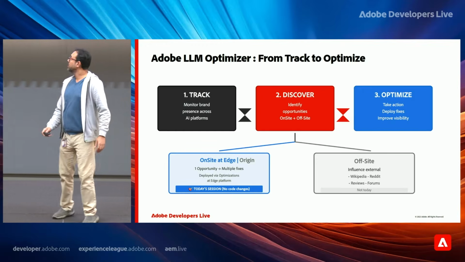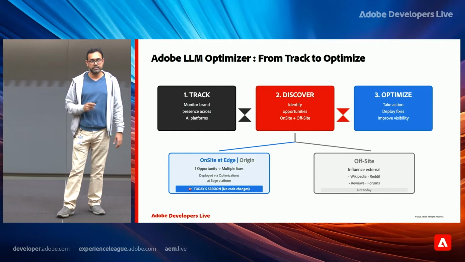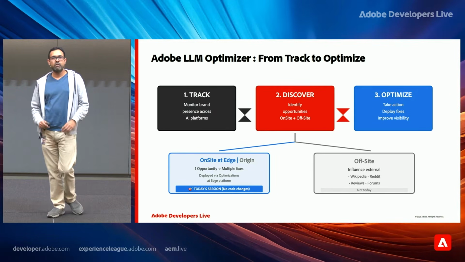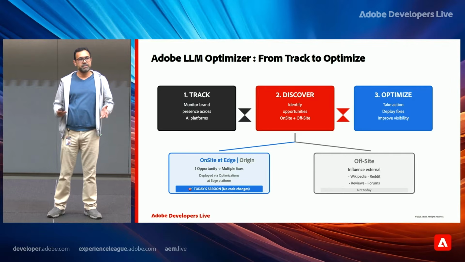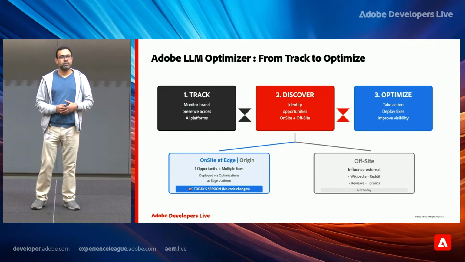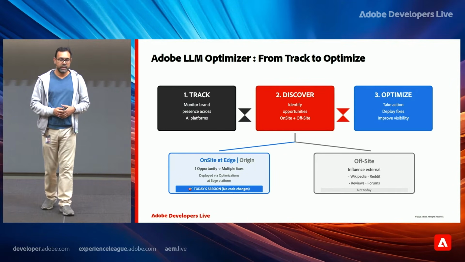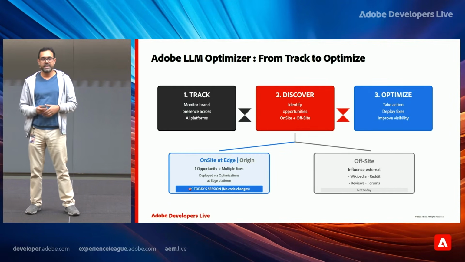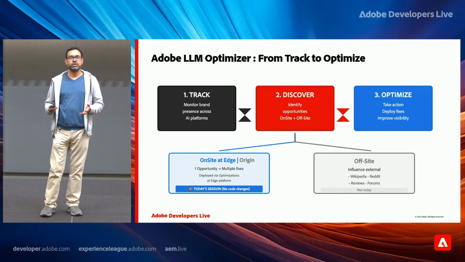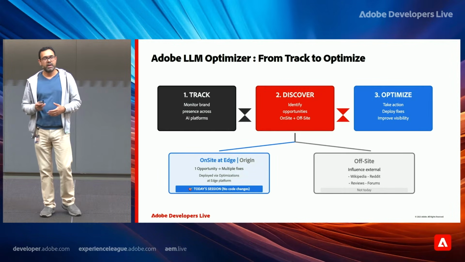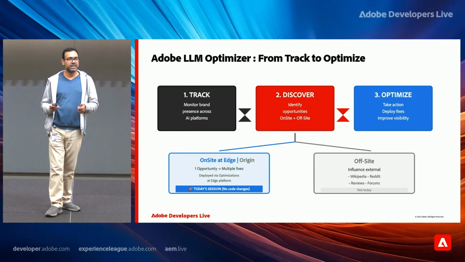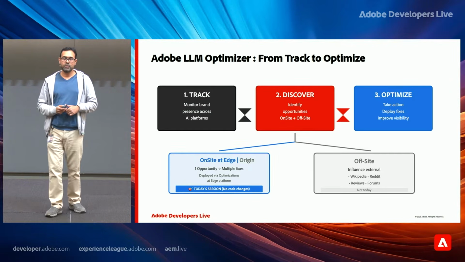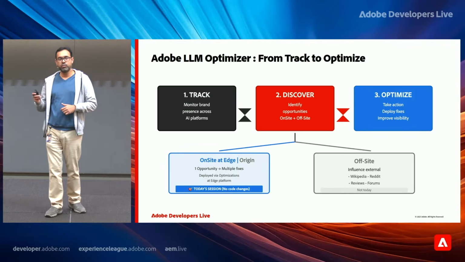Okay, so to set the context, let me introduce LLM Optimizer first. What does it do? It tracks your brand presence in AI search platforms like ChatGPT, Perplexity, Claude, etc. And when users ask questions, these platforms provide answers. Those answers may mention your website, your page content, or ignore it. So LLM Optimizer helps you track that visibility. Also, more importantly, it helps you to improve it.